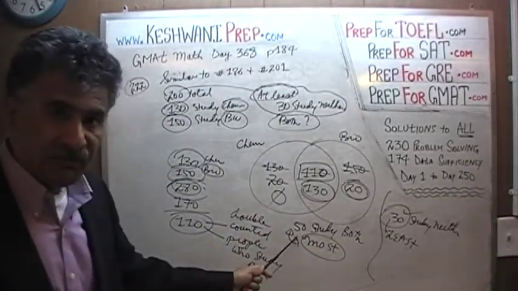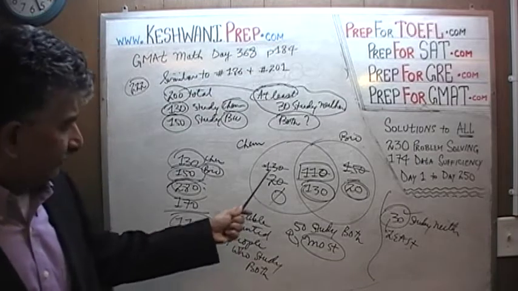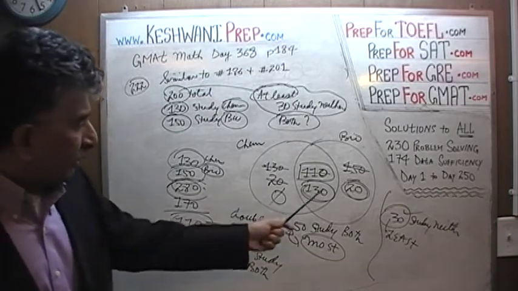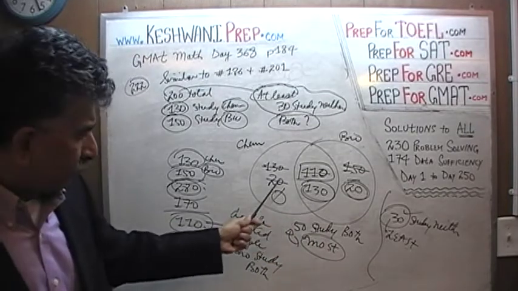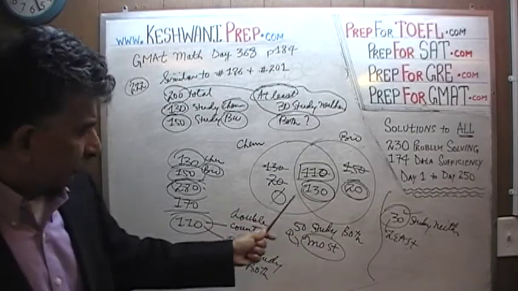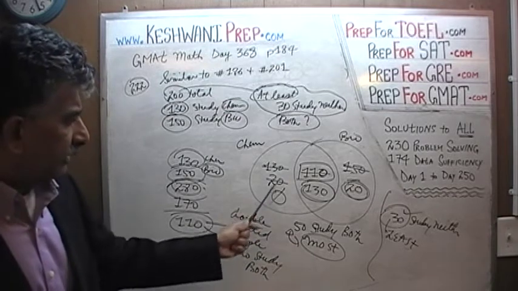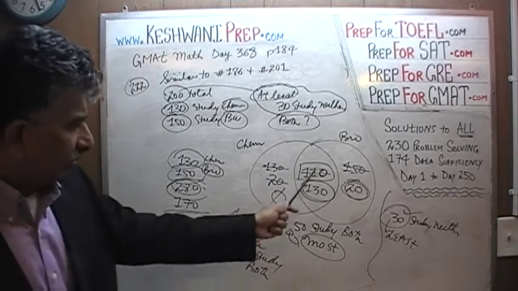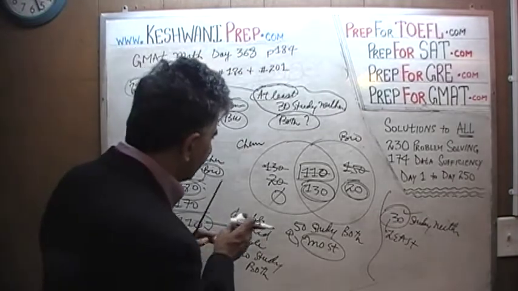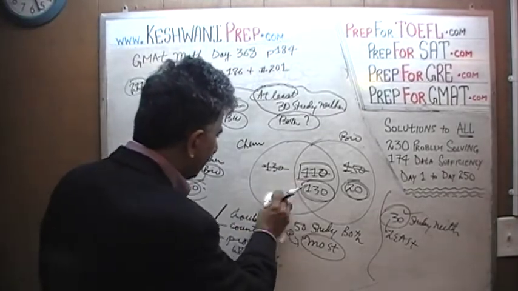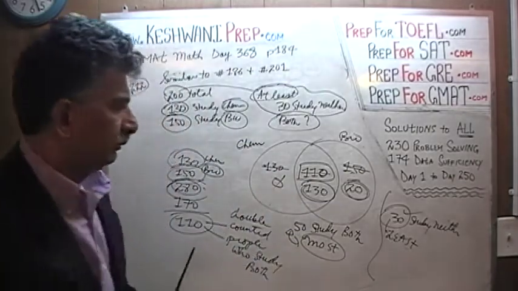Why can't we go more than 50? Because there are no more left here. This guy is zero now. If you were to take two people from there and put them in the middle, we would also have to take two people from here and put them in the middle, but there is none left here. All the 130 people who study chemistry also study biology. Let me erase this previous part because this might confuse somebody. Let me erase this, the 120 no longer exists. This is what we're talking about.